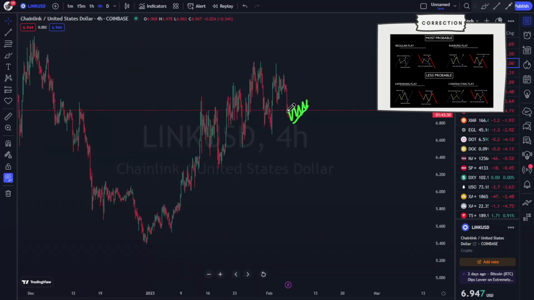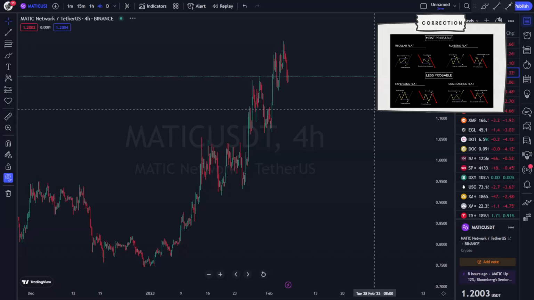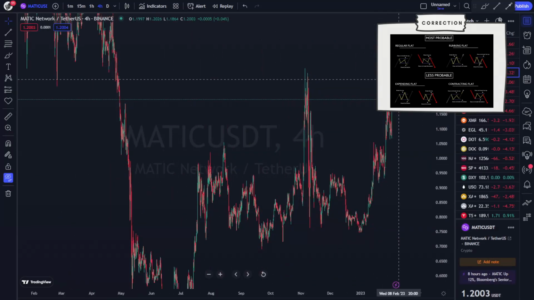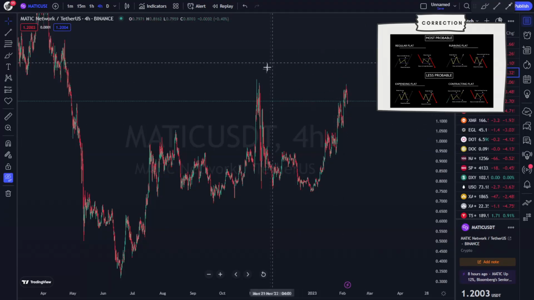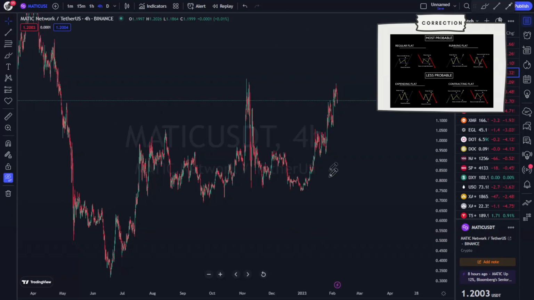So if it ranged, then you go for that bigger correction. Okay, Matic went pretty high near that top, so now the expanding, I think most likely it will break the top. So the expanding is still possible, but I would be surprised.